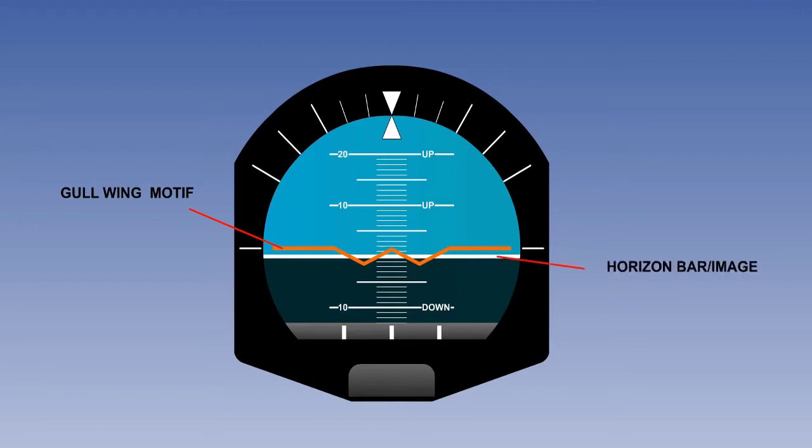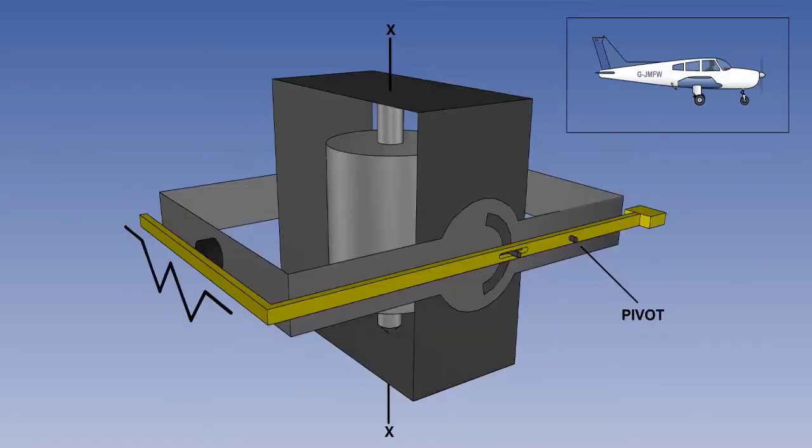Behind the glass is a horizon bar or image, which is attached to or linked to an earth gyro, which stabilizes the horizon image in the earth horizontal. An earth gyro has its spin axis XX tied to or maintained in the vertical by the Earth's gravity. And in this diagrammatic representation, we can see that the gyro rotor is attached to the inner gimbal, whereas the outer gimbal will be attached to the instrument case.